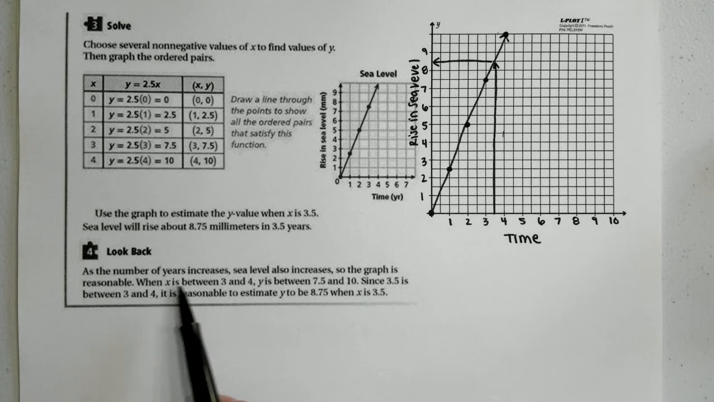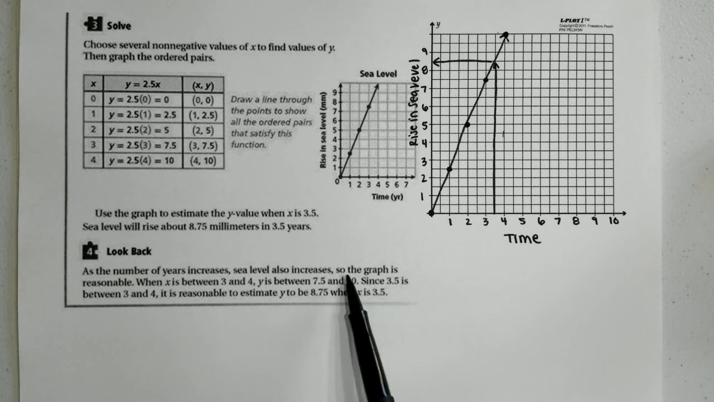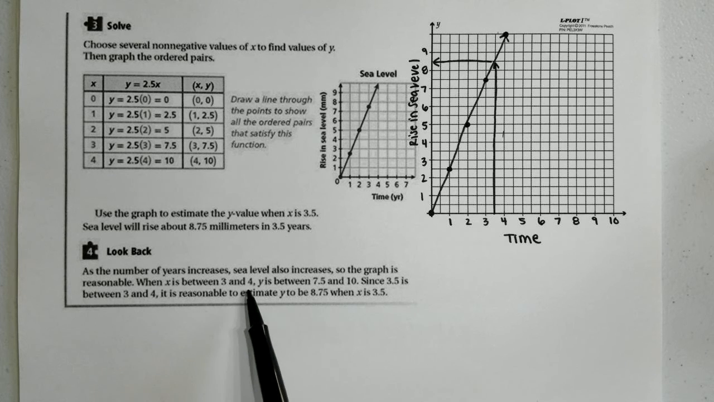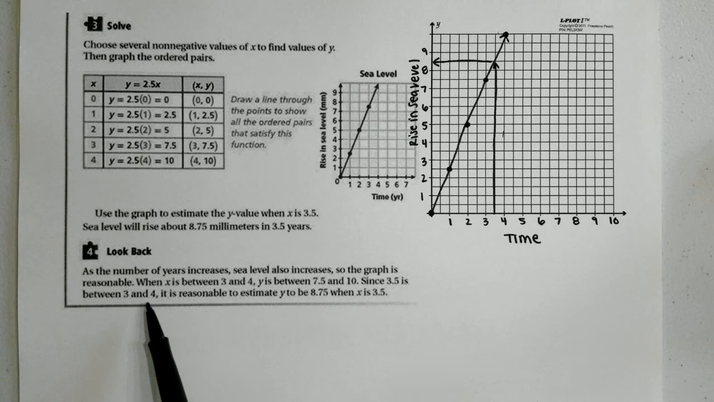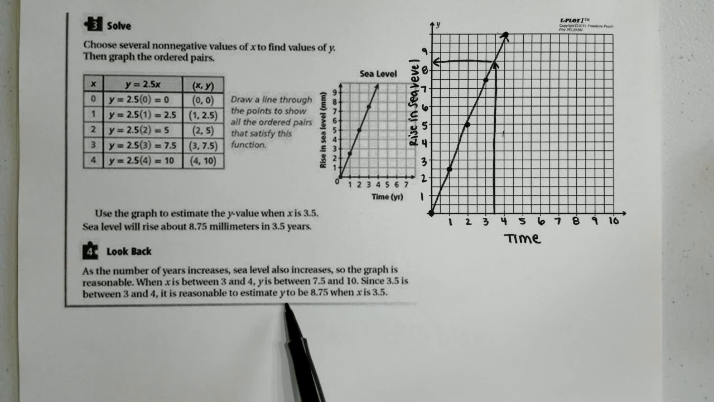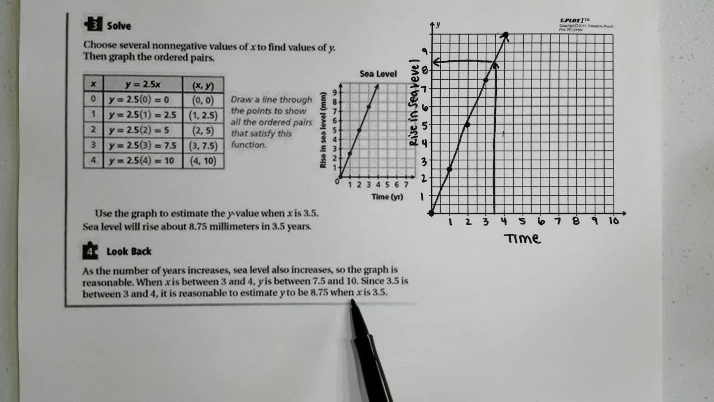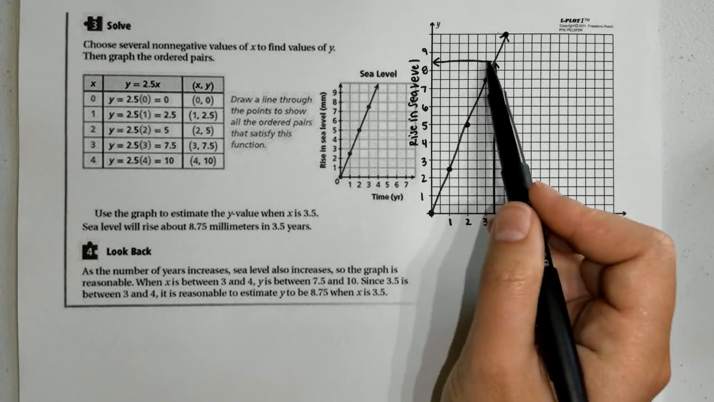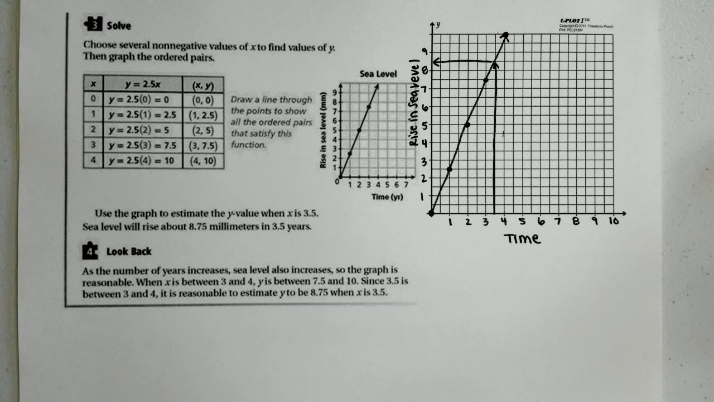So as the number of years increases, sea level also increases. So the graph is reasonable when x is between 3 and 4, y is between 7.5 and 10. Since 3.5 is in between 3 and 4, it is reasonable to estimate y to be 8.75 when x is 3.5. Or you could use about 8.5 when you're looking at your graph. So this is an estimate, so it's an approximate guess. It doesn't have to be perfect, okay, as long as it is reasonable for the situation, okay?